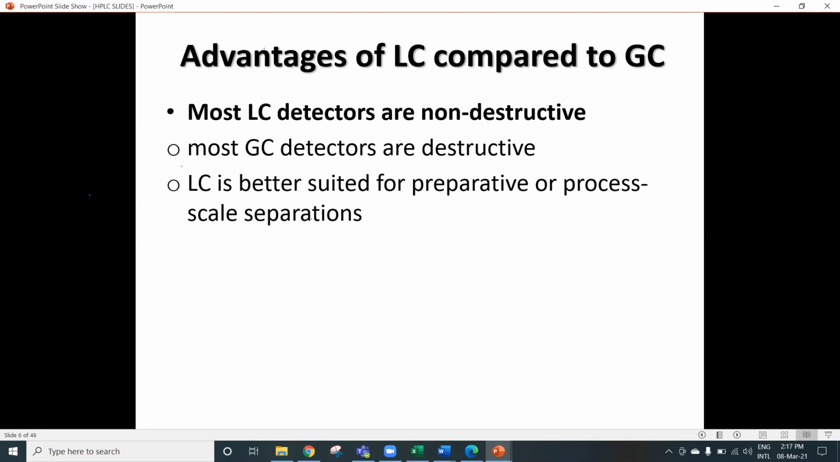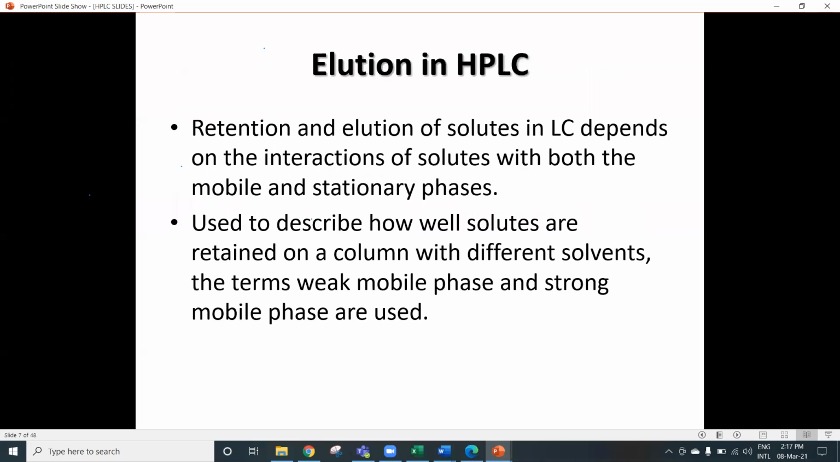For example, when your sample gets to the detector, you can collect that fraction and maybe work on it. You may want to do your NMR analysis or infrared analysis on that particular eluent that you have collected. So you can use it for further elucidation after your chromatography.